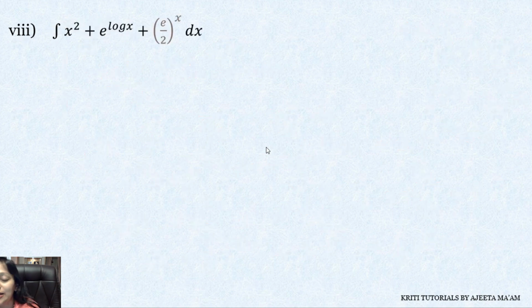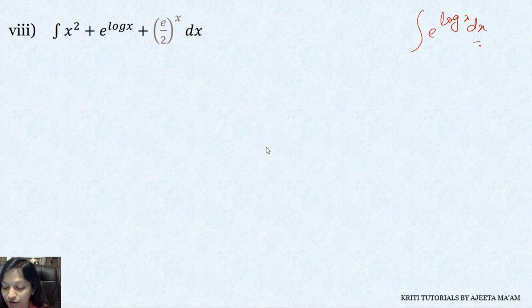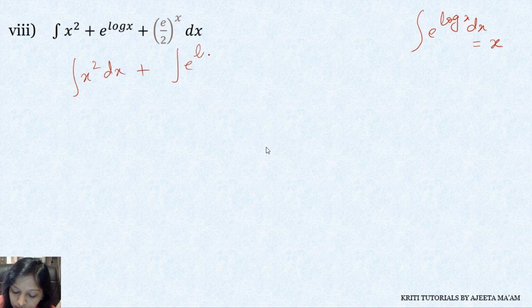Now here we have x square plus exponential log x plus (e by 2) raised to x. Again this is a very simple question. Just one simple logic, a recap. Exponential log x is what? If you have learned logs and exponents, the logarithmic chapter, you are aware of this. So this is simply x. So it becomes a very, very simple question now. You will separate it into 3 integrals, and then easily you can integrate it.